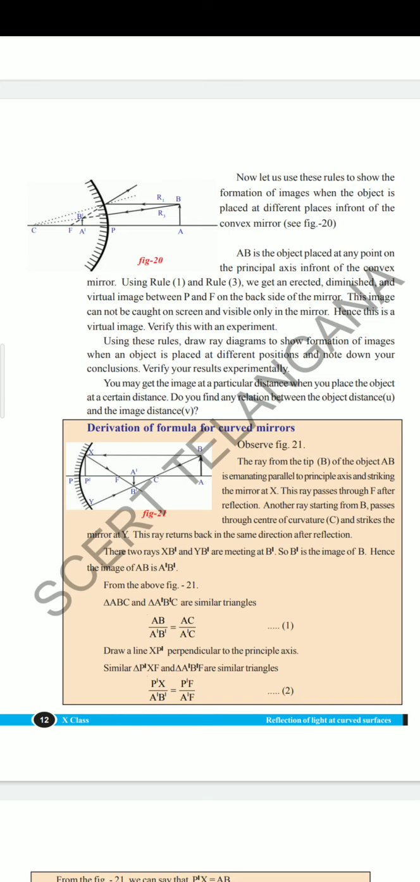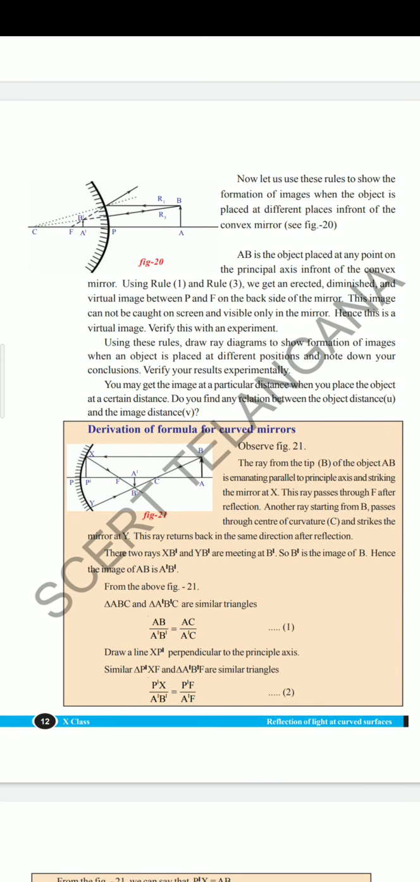Verify this with an experiment. Using these rules, draw ray diagrams to show formation of images when an object is placed at different positions and note down your conclusions. Verify your results experimentally. You may get the image at a particular distance when you place the object at a certain distance. Do you find any relation between the object distance u and the image distance v?